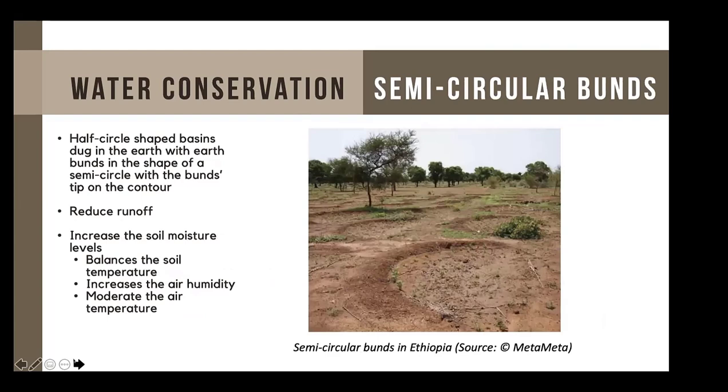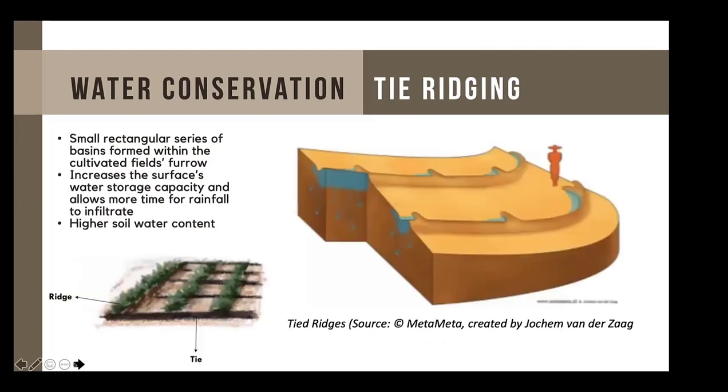Very similar, at least in shape, is the semicircular bunds on the next slide. Yes. So semicircular bunds, they're also half circle shaped, but these are basins that are dug into the earth. So they also harvest runoff and they facilitate the infiltration of water into the soil. And it's very similar to the eyebrow terraces in that respect.